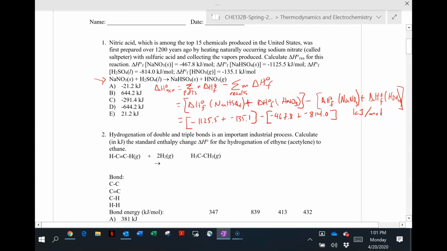So just a little arithmetic here. You can ballpark the first term is going to be around negative 1250, and the second term is going to be around negative 1280 or so. So with the negative sign in the middle, I think this is going to be a little positive, maybe positive 20 or 30 kilojoules. Let's plug it in the calculator and see.